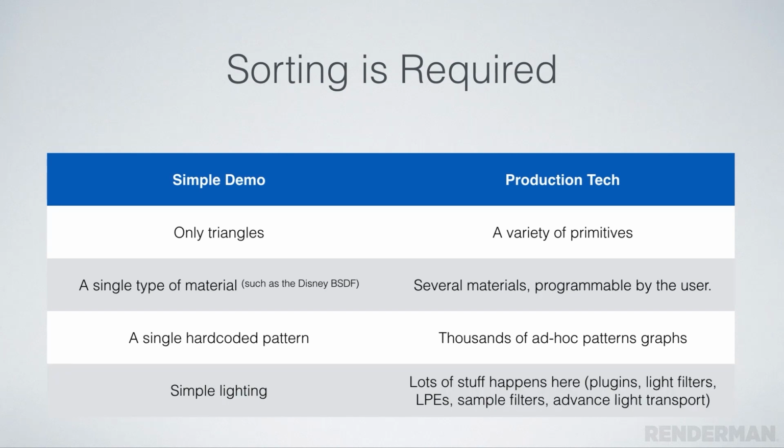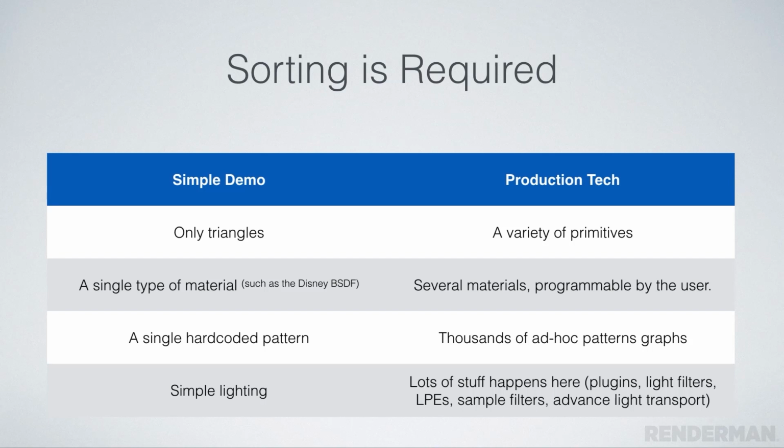Finally, lighting. So in a simple demo, we may only have a single light source, and maybe that's an environment light. In a production renderer, we expect many different light sources of different types. So for all of these, it's important to sort. We want to sort our big batch of paths by material, by pattern graph. We want to have some sort of coherency to enable us to run lighting.